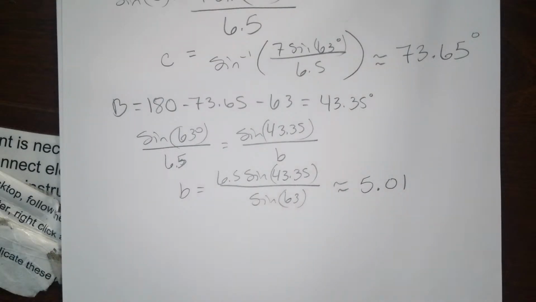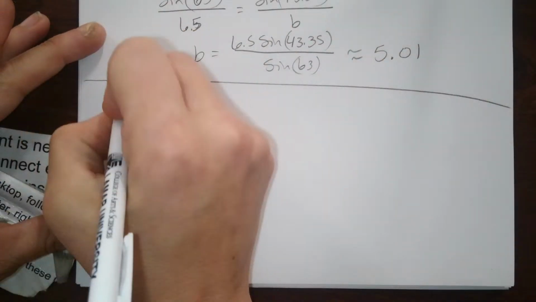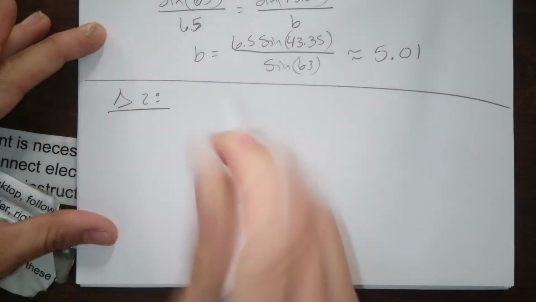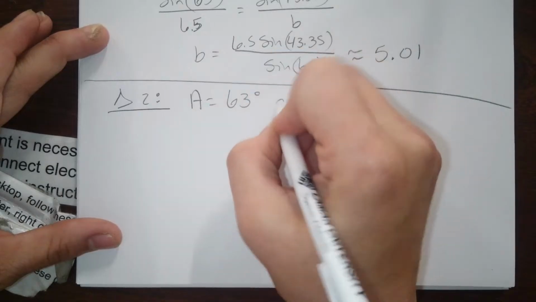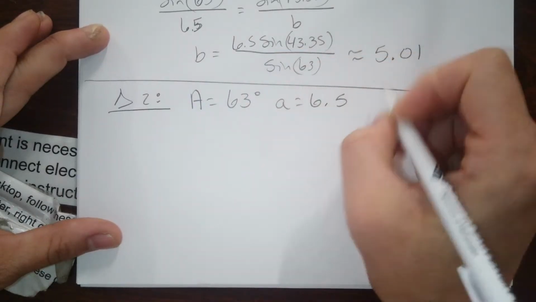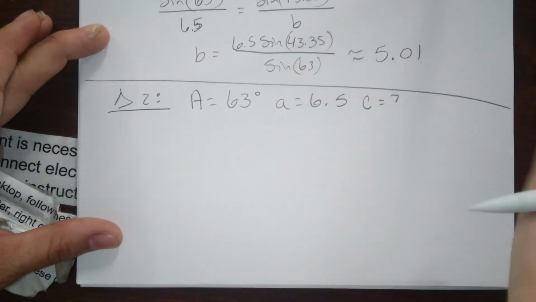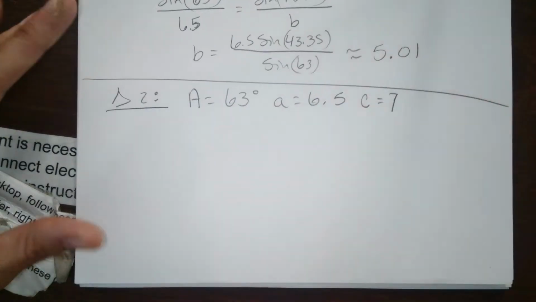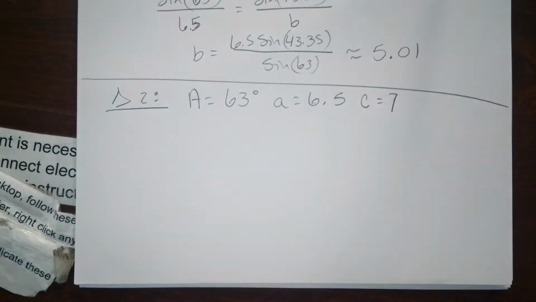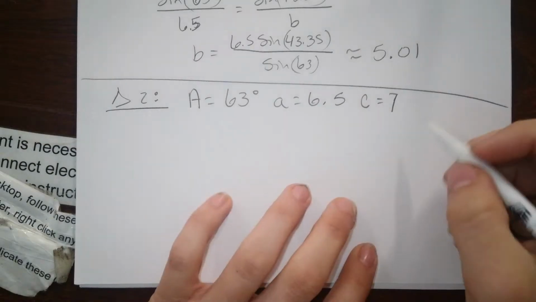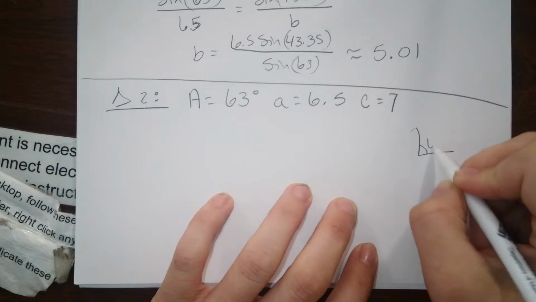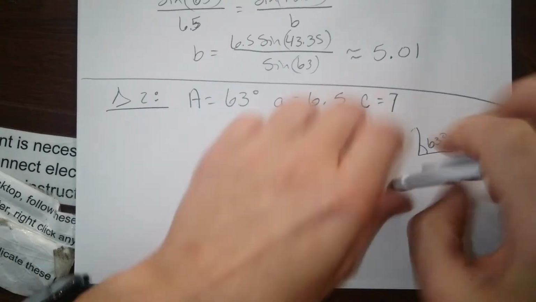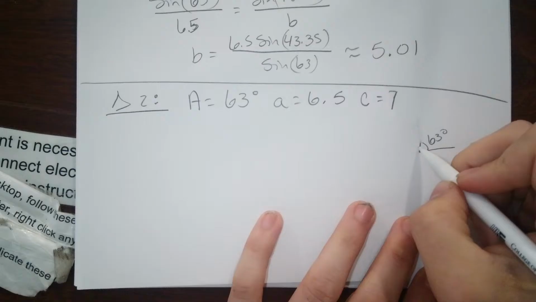Solve the first triangle. So let's look at the second triangle. With triangle number 2, we start off with all the same given information. Angle A is 63 degrees, side A is 6.5, side C is 7. Now, remember the way that we get these 2 triangles, right? I know angle A is 63 degrees.